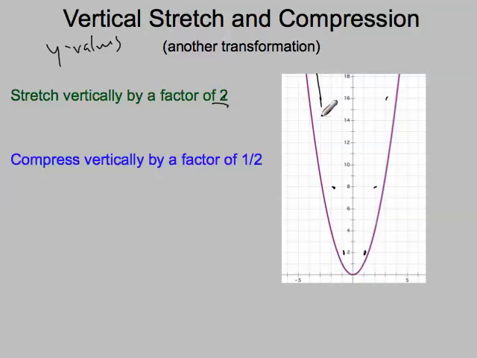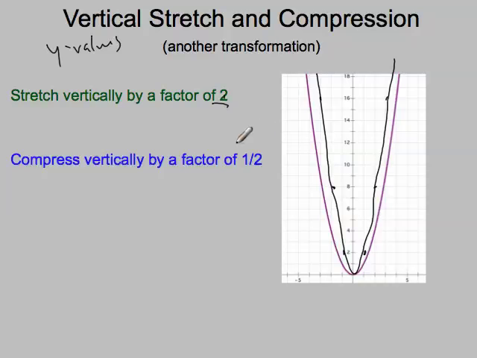And we can see that I'm making this taller and skinnier. Now let's look at the origin point though. At 0, 0, if I stretch 0 vertically by a factor of 2, what's 2 times 0? It doesn't change. So if I stretch vertically, this value still stays there.